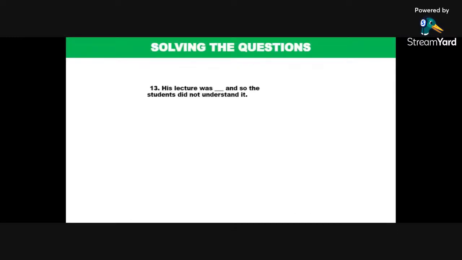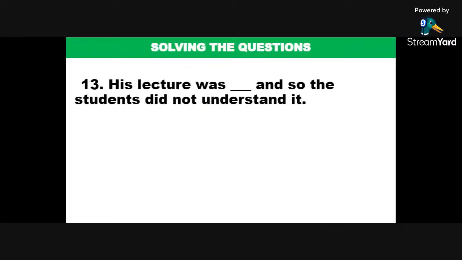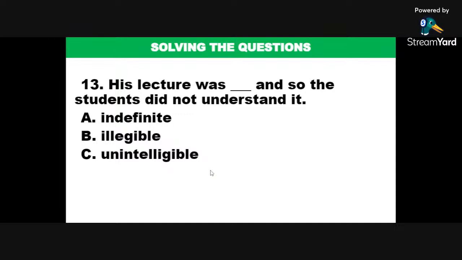Moving on, we get to question 13. His lecture was dash, and so the students did not understand it. A, indefinite. B, illegible. C, unintelligible. And D, unimpressive. Now, if the students couldn't understand the lecture, then that lecture is unintelligible. So we are dealing with semantics here, the meaning of words. Okay? So that's exactly what it is.